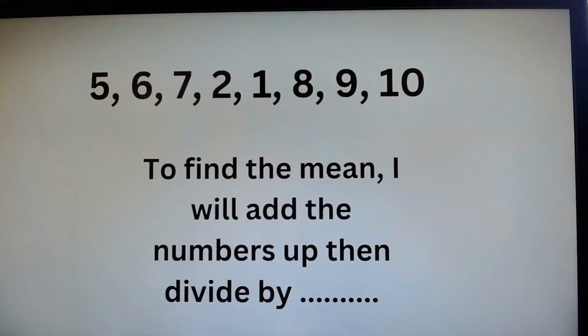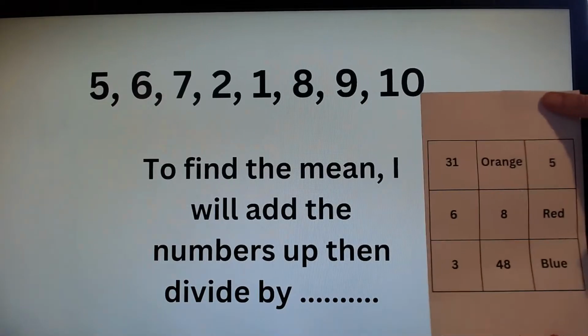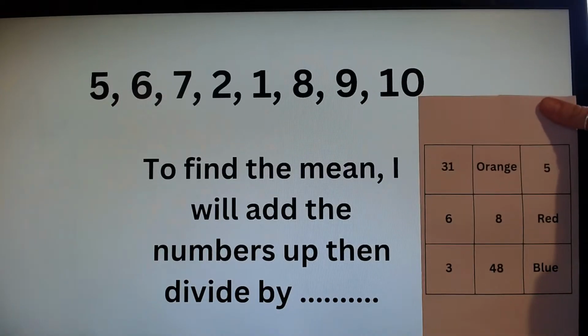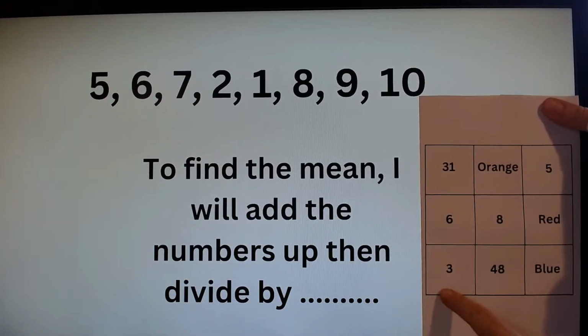Okay, question number 2. 5, 6, 7, 2, 1, 8, 9, 10. To find the mean, I will add the numbers up, then divide by what? What will I divide by? Shall I give you the options? So your options are 31, orange. 5, 6, 8, red. 3, 48, blue.